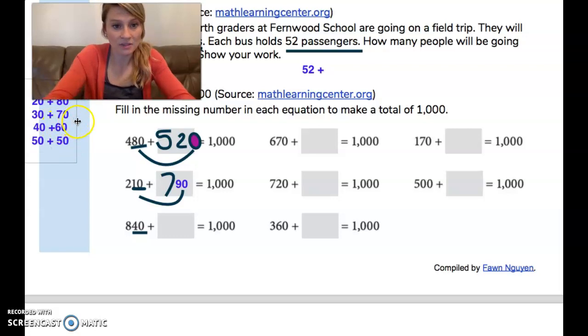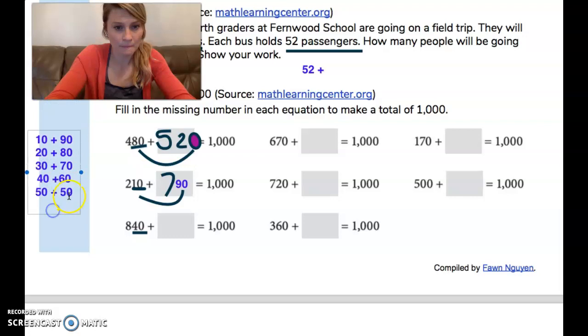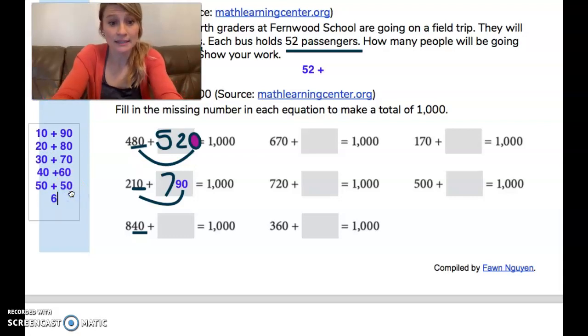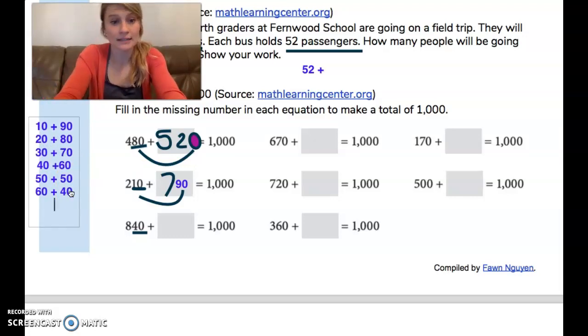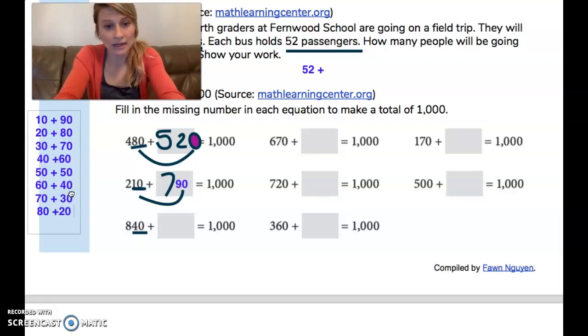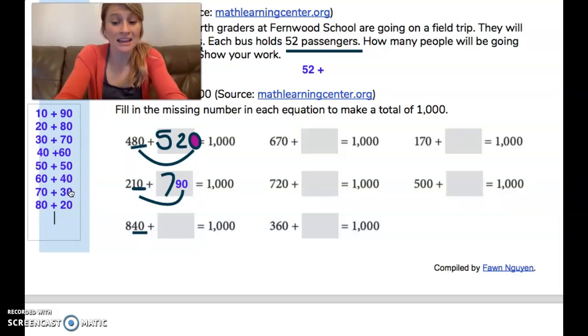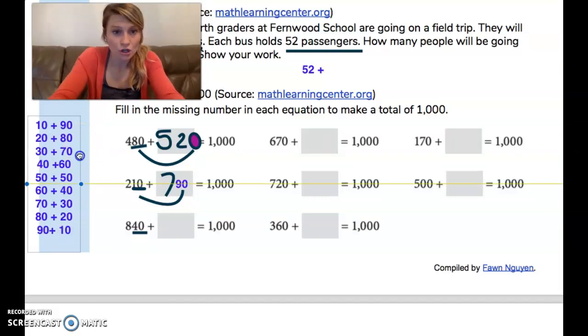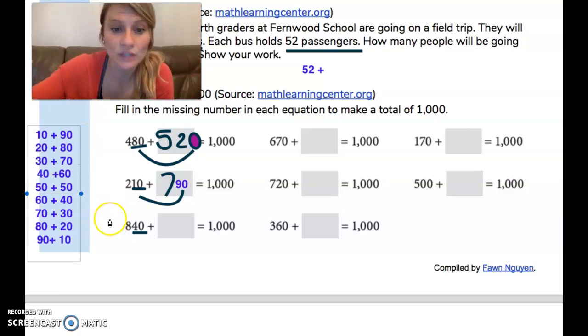And then it goes the opposite way. Let me move this down. Then I go back to 60 plus 40 is 100. 70 plus 30 is 100. 80 plus 20 is 100. And 90 plus 10 is 100. So do you see how they're connected? So let's look at this.